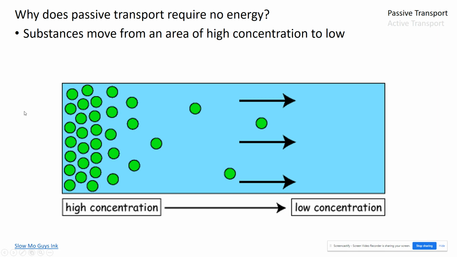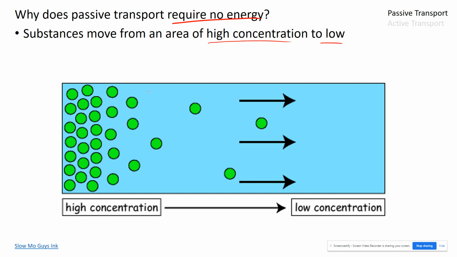So the question at the top is kind of key to passive transport. Why does passive transport require no energy? Why does it require no energy? It turns out that substances will move from an area of high concentration to low concentration just naturally, okay, without any energy required.